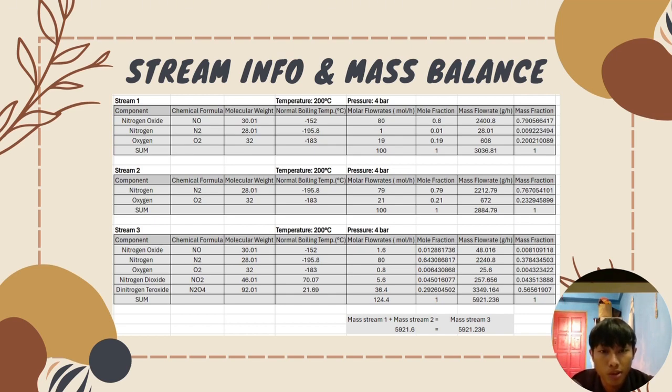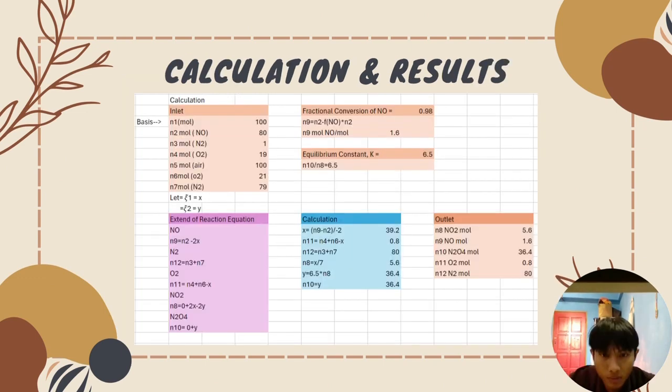For the mass balance, which is mass in equal to mass out, we have equal values, which is 5921. For the calculation part, I use the extent of reaction equation to solve this problem. So we have 6 equations in total to solve the problem. The outcome is we have 5.6 mole of NO2, 1.6 mole of NO, 36.4 mole of N2O4, 0.8 mole of O2, and 80 mole of N2.